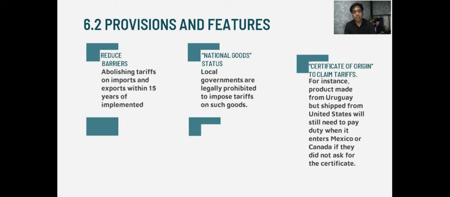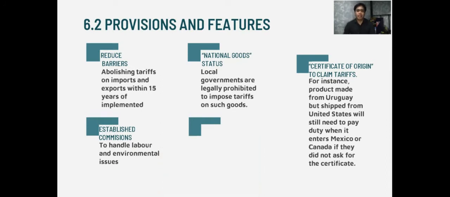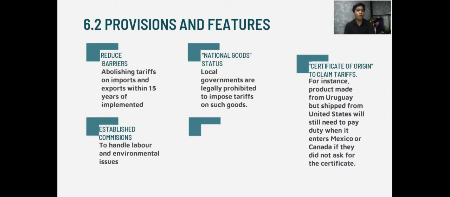The next one is establishing commissions to handle labor and environmental issues. The three countries agreed to set up commissions to deal with labor and environment issues. The commissions have the power to impose severe fines on governments that do not consistently enforce their laws. Environmental and labor groups have repeatedly claimed that the guidelines have not been enforced. The US and Canada are among the countries that have signed the agreement.